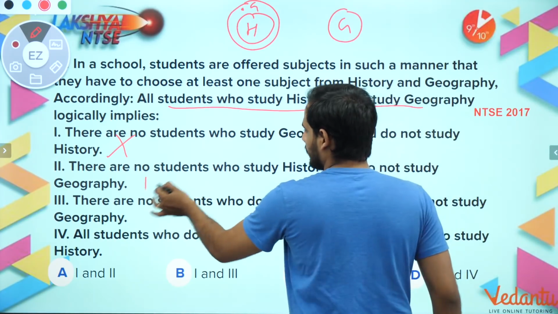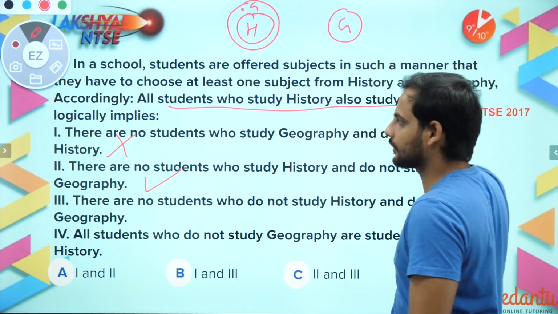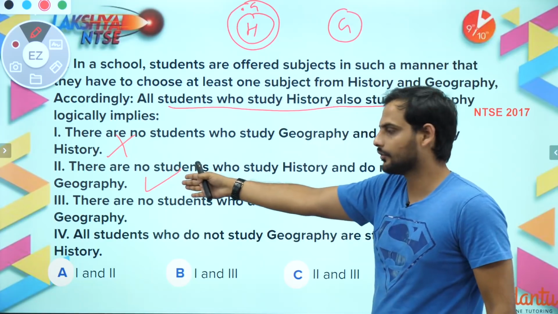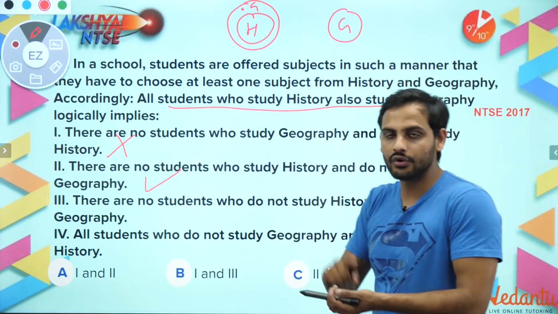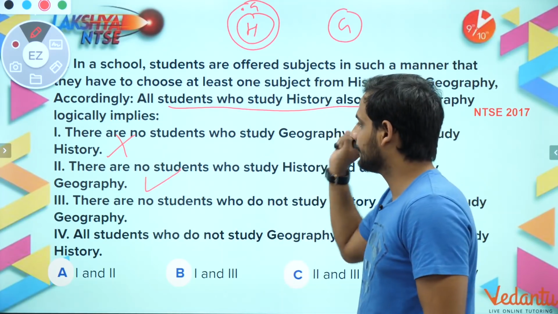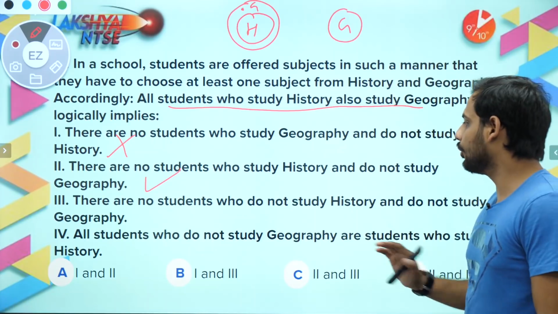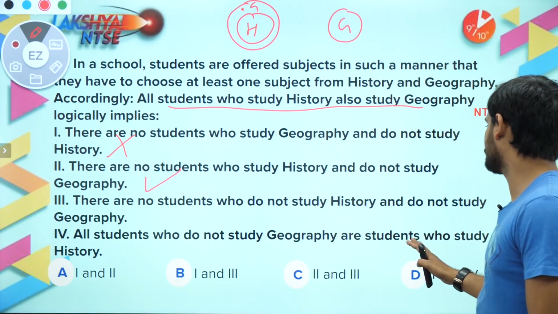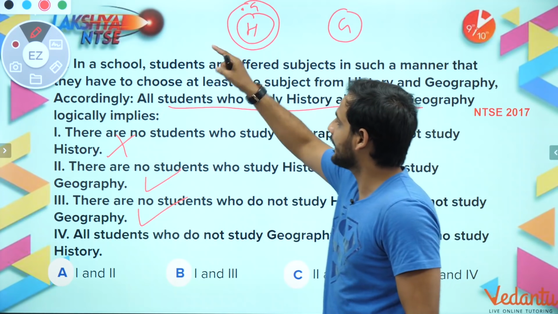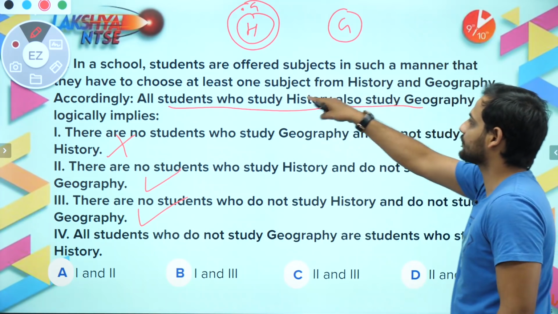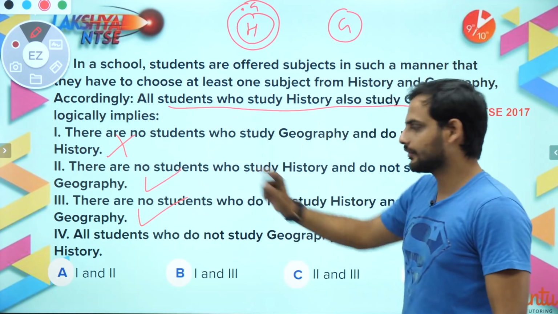Second, there are no students who study history and do not study geography. Yes. Because this is what the second line is saying: all students who study history also study geography. So if this is true, that means this is also true. There are no students who study history and do not study geography. Whoever is studying history has to study geography. Second is true. Third, there are no students who do not study history and do not study geography. Also true. Why? Because it is compulsory. They have to choose at least one subject from history and geography. So it is not possible they are not choosing any. So this also is true.